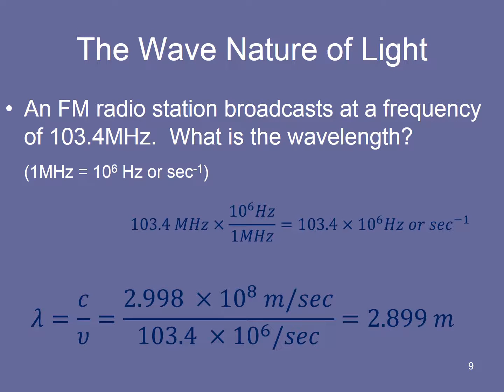In this case, we have 4 significant figures. So c is 2.998 times 10 to the 8th meters per second, divided by 103.4 times 10 to the 6th per second. The per seconds cancel, and we get 2.899 meters. Just think about that. That's about 3 meter sticks long, a radio wave going around us. It's a pretty long wave.